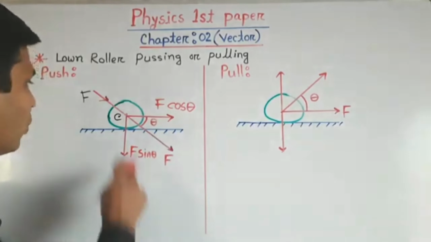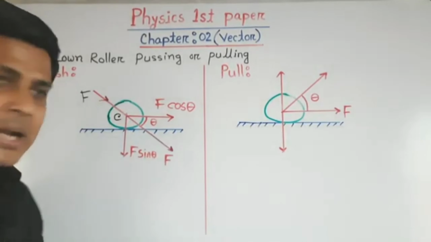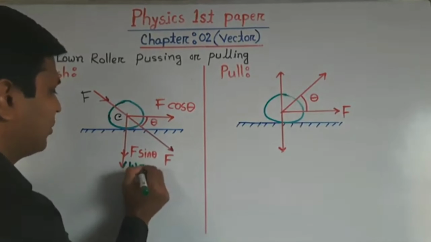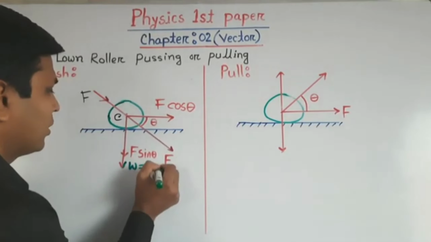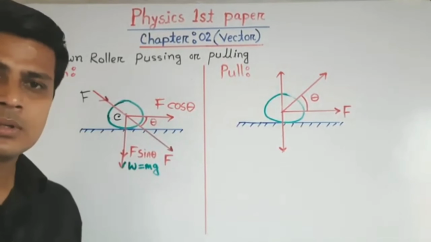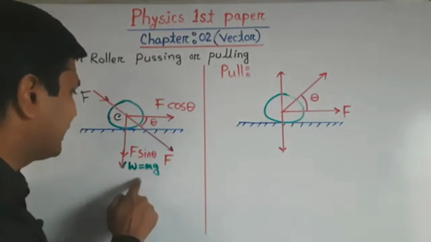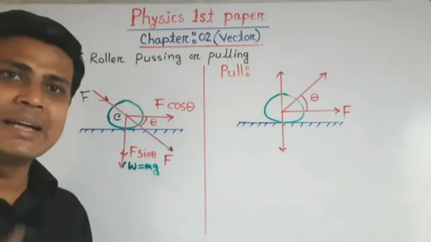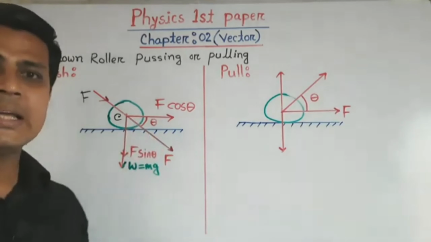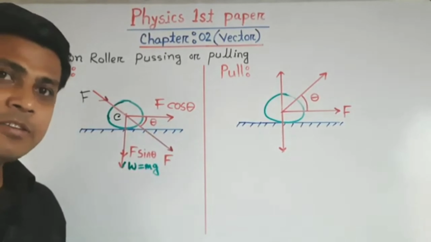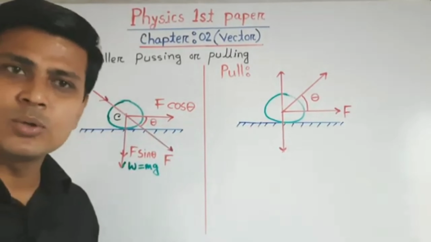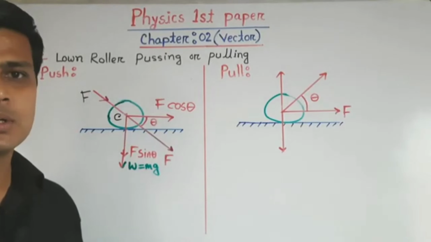And similarly, the weight of the lawn roller acts downward. So we can write the weight of the lawn roller is W equals mg, which acts in the same direction as the vertical component. So the resultant force of weight and vertical component will be the addition of the two forces. That is why the weight of the lawn roller is increased and the friction of the lawn roller with the ground will be increased, so it is difficult to push.